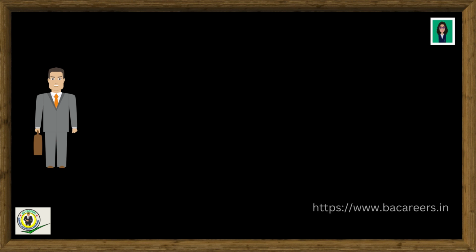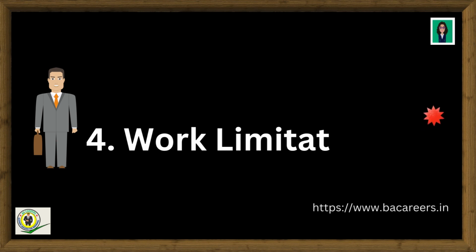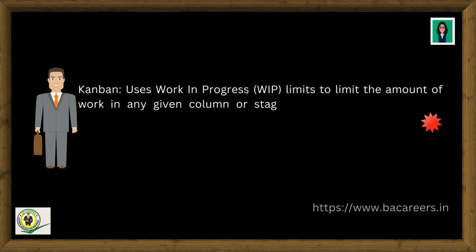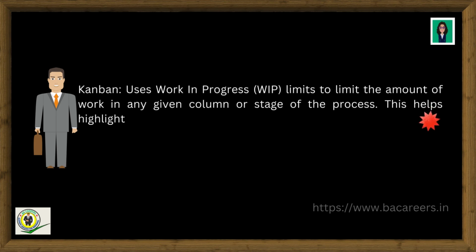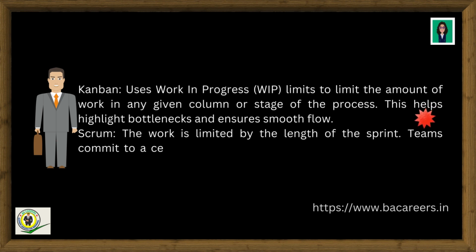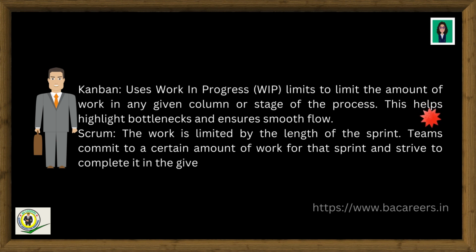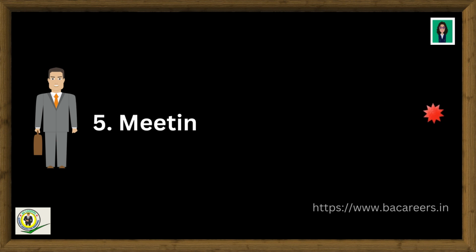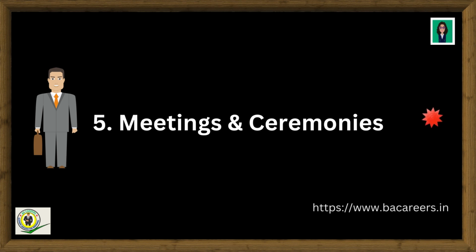4. Work limitation. Kanban uses work in progress, WIP, limits to limit the amount of work in any given column or stage of the process. This helps highlight bottlenecks and ensure smooth flow. Scrum: the work is limited by the length of the sprint. Teams commit to a certain amount of work for that sprint and strive to complete it in the given time frame.